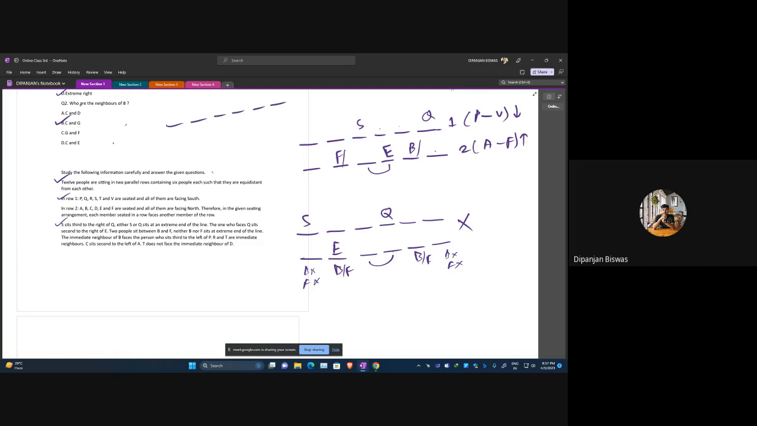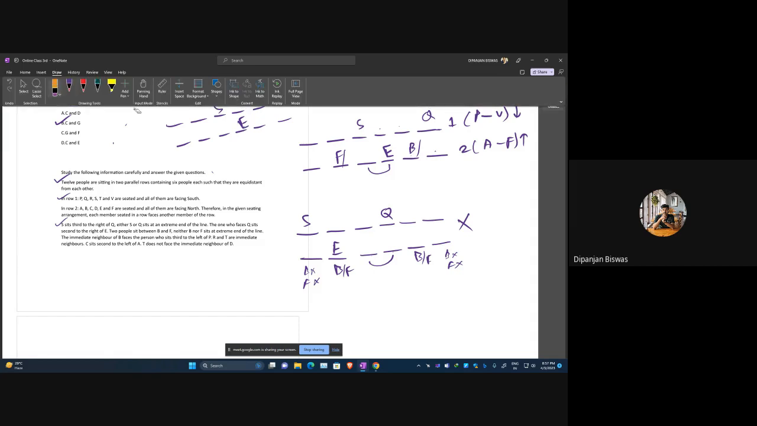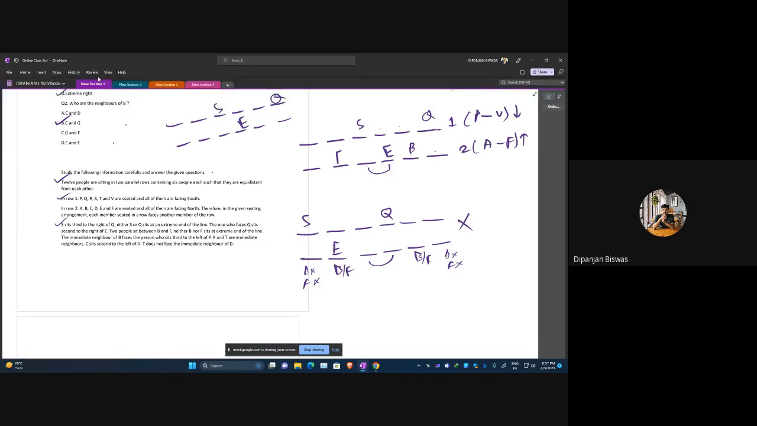1, 2, 3, 4, 5, 6. So Q was here, leaving 2 people. S was here. Again, E was here. So in one possibility, I'm taking F here and B here, and in another, I'm taking B here and F here. These are the only 2 possibilities that remain. Okay, moving to the next statement.